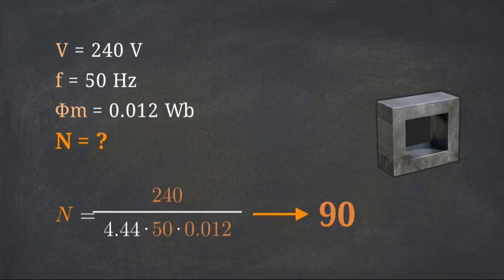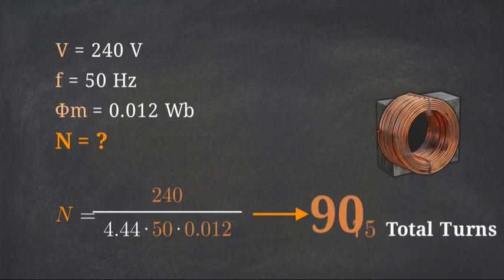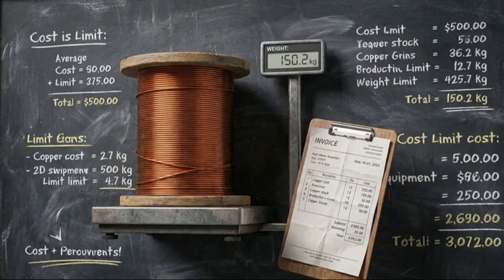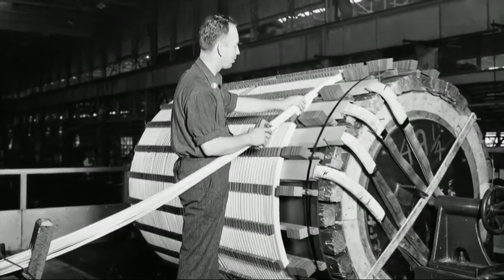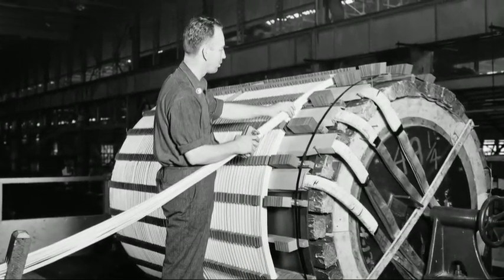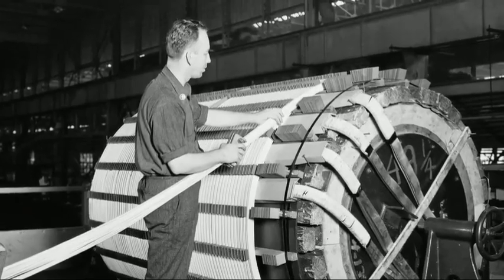The result is 90.09. Since you cannot wind a fraction of a wire loop in a standard design, you round to the nearest whole number, 90 turns. The math in the denominator defines the physical limits, the weight and the material cost of the copper winding. This calculation is the technical blueprint used during industrial assembly to ensure each winding meets its exact power requirements.